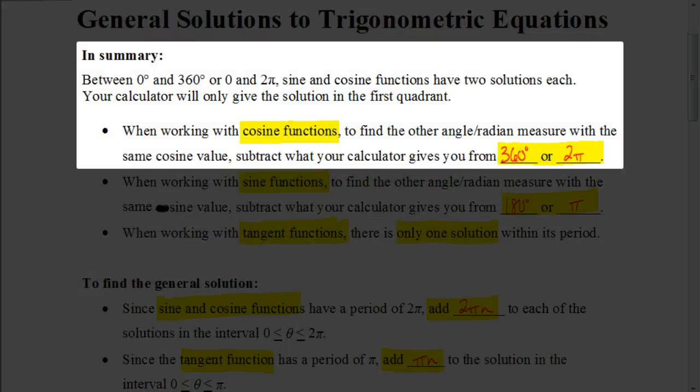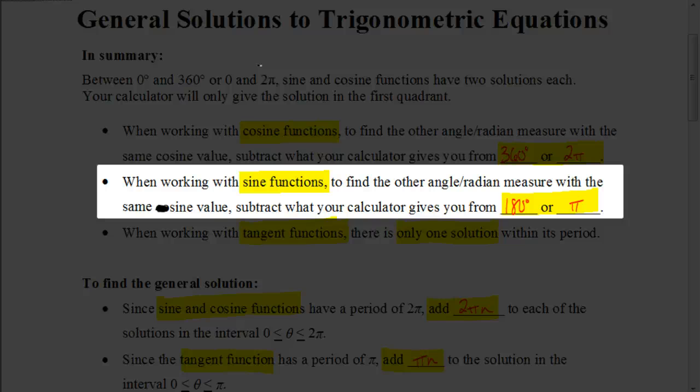Between 0 and 360 degrees, or if we're working in radians, 0 and 2 pi, the sine and cosine functions always have two solutions each. Your calculator will only give the solution in the first quadrant. When working with cosine functions, to find the other angle or radian measure with the same cosine value, subtract what your calculator gives you from 360 degrees, or 2 pi if we're working with radians. On the sine function, on the other hand, we would subtract our answer from 180 degrees, or pi if we're dealing with radians.